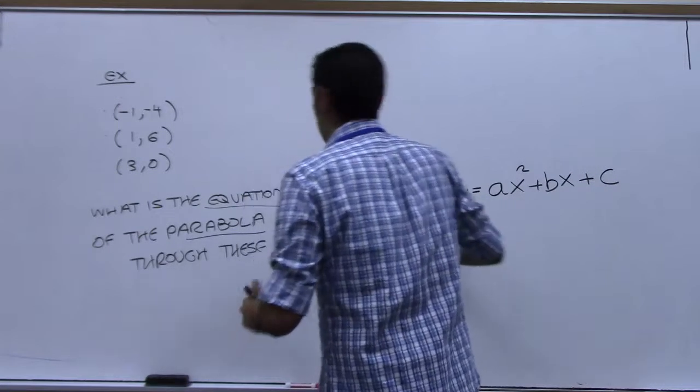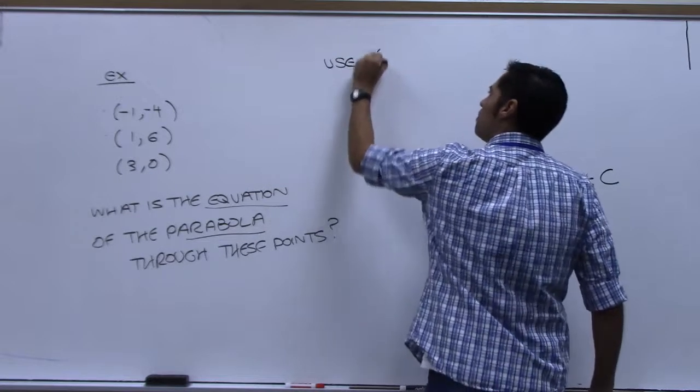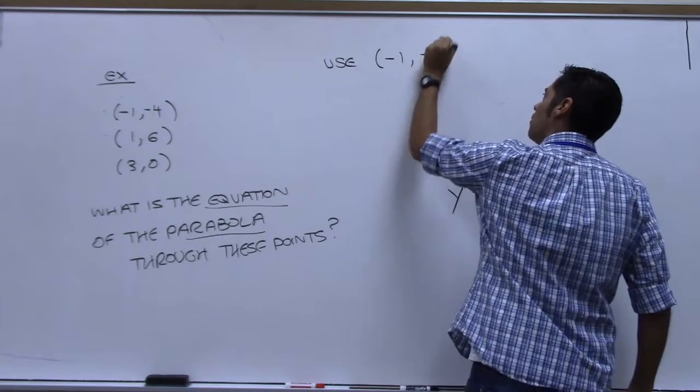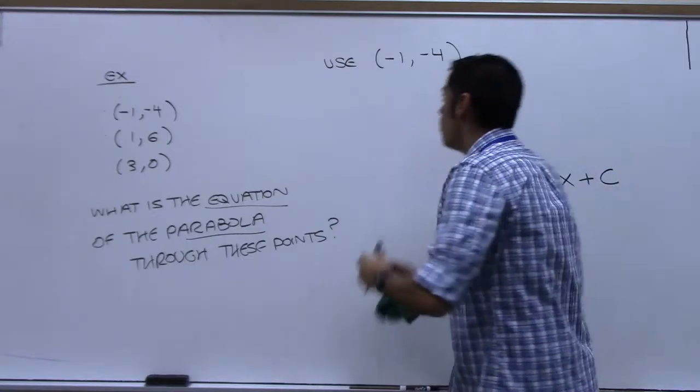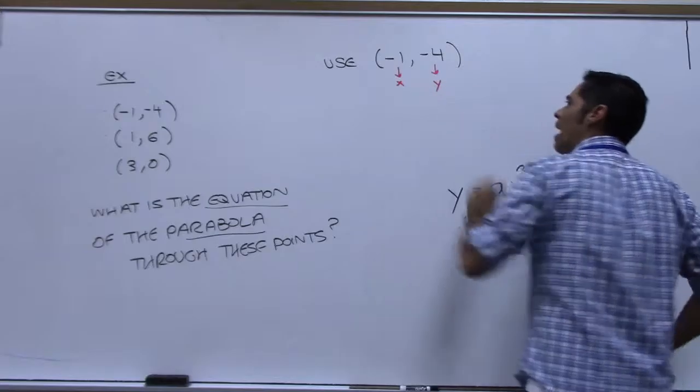All right, so let's use the first point, -1, -4. And remembering that the -1 is the x and the -4 is the y, right?